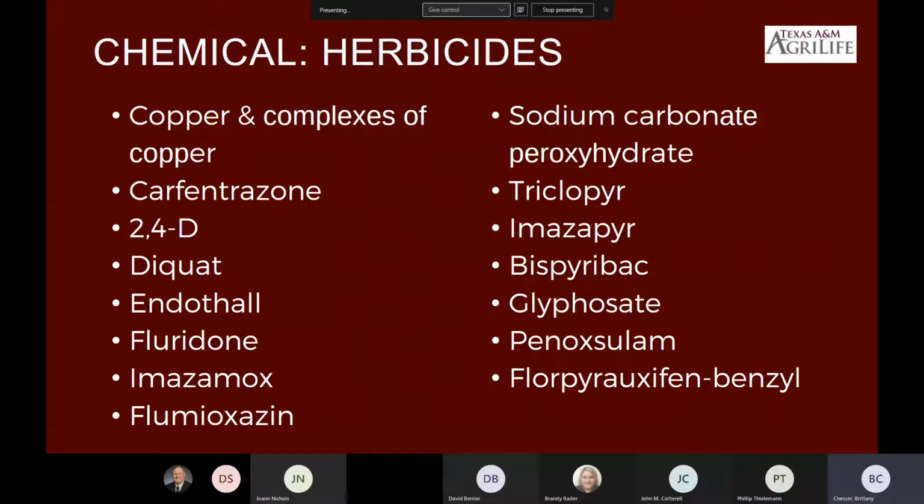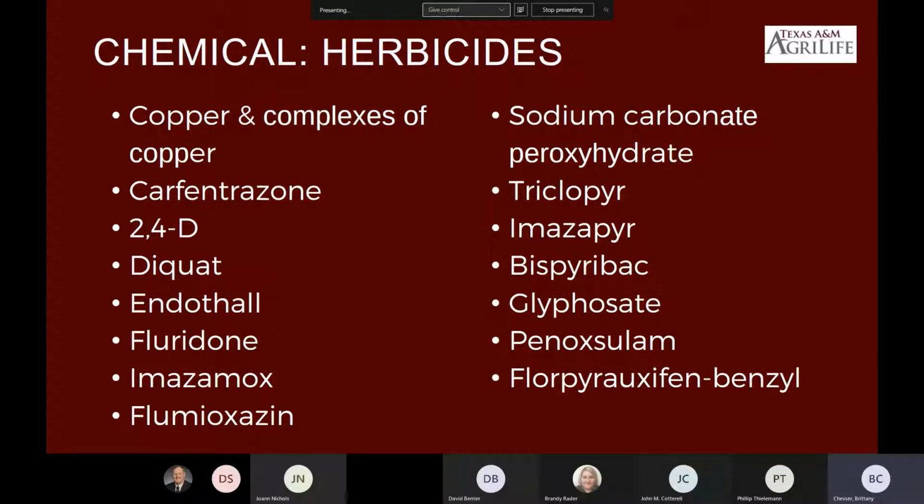Moving on to chemical control. Here we have our 15 active ingredients approved for aquatic use. I'm not going to go over each one of these, but it's important to note that even though one of the active ingredients that you see on here may be in a product, it's not necessarily labeled for aquatic use.